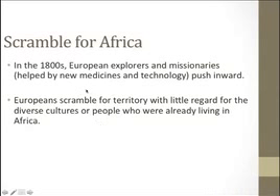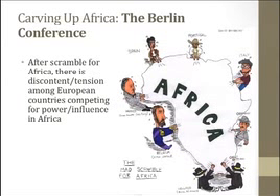And the Scramble for Africa was in the 1800s when the European explorers started to push inward. All of the European countries wanted to claim territory. And so what happened was they ended up starting to fight with each other because they were so eager to claim different regions of Africa for themselves. And so what this led to is something called the Berlin Conference.